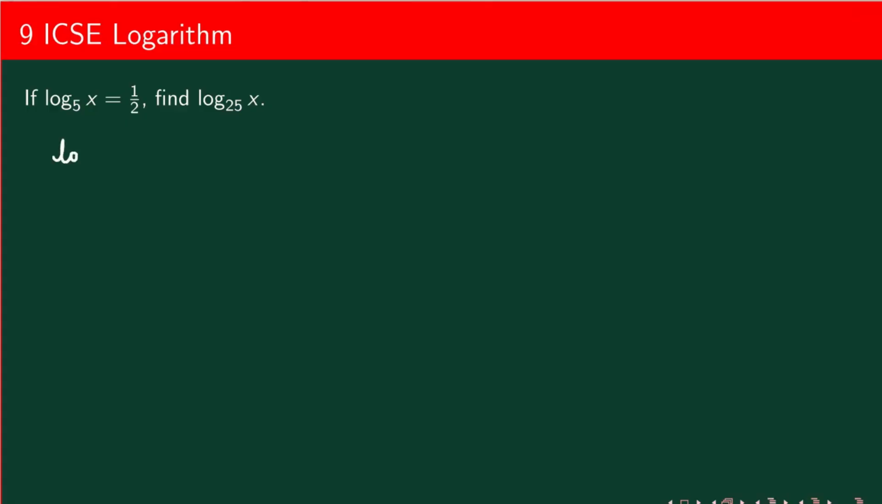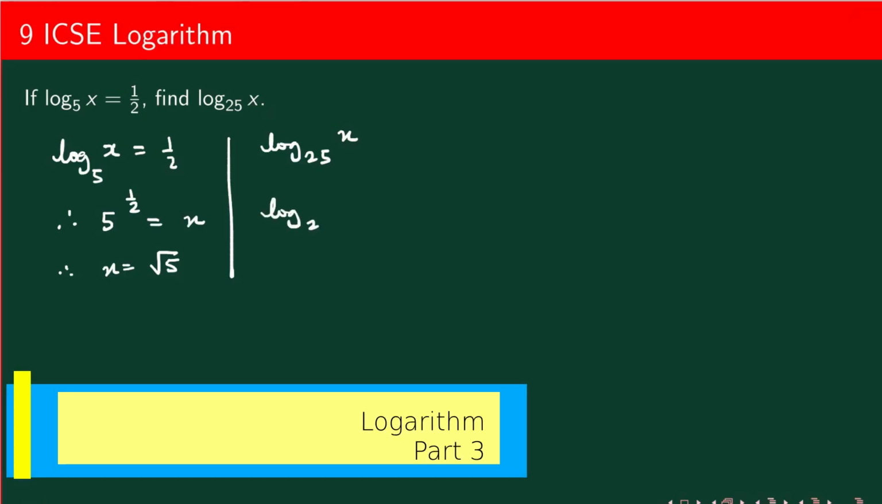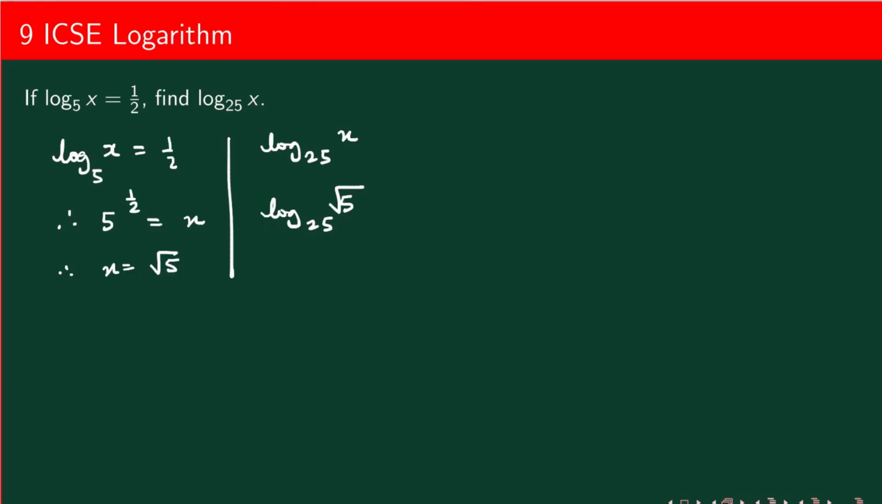So in this question, we have log x to the base 5 as half. So that gives us 5 raised to 1 by 2 as x. So basically x is square root of 5. And they are asking us to find the value of this. So we have, this is 25 and this is x. So this is 25 and x is square root of 5.